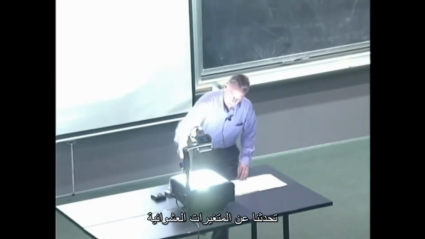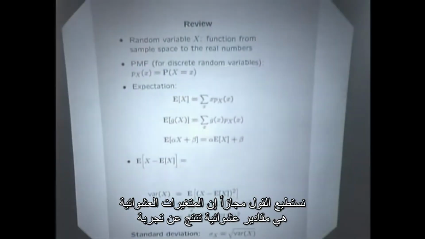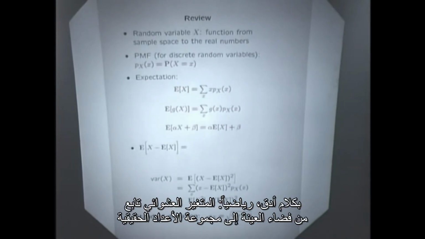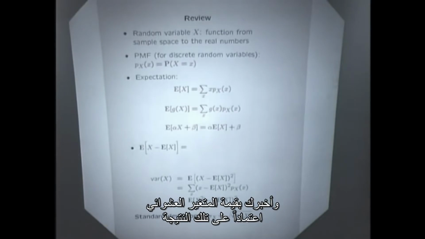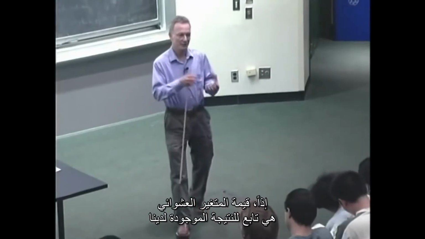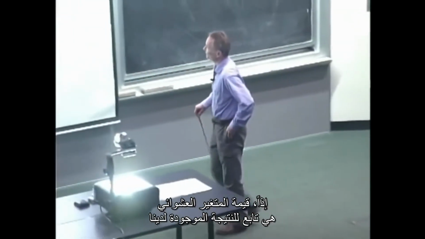We talked about random variables. Loosely speaking, random variables are random quantities that result from an experiment. More precisely, mathematically speaking, a random variable is a function from the sample space to the real numbers. That is, you give me an outcome, and based on that outcome, I can tell you the value of the random variable. So the value of the random variable is a function of the outcome that we have.